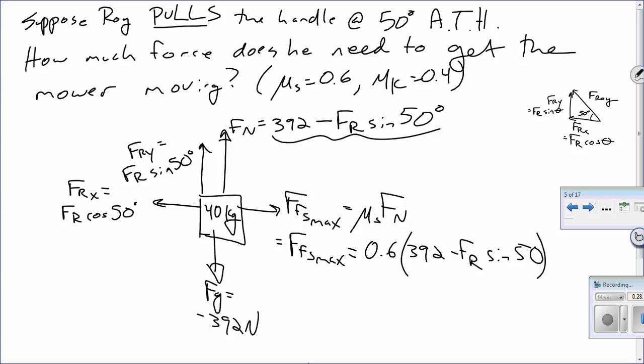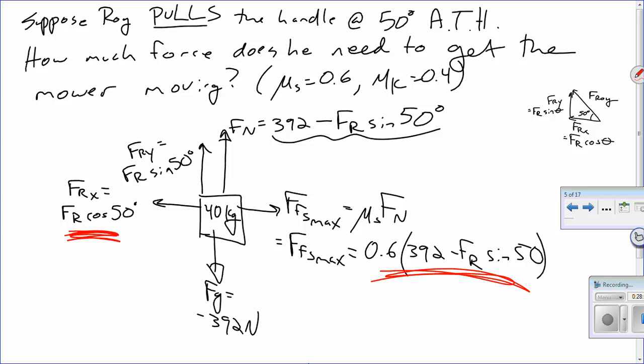Those things will never be equal because this, by definition, is 0.6 times the normal force. What do you got? Roy's force in x needs to be the same as... Yeah, look, if we want it to move, we need Roy's force in the x direction to be bigger than our maximum static friction, right? Wouldn't that make it move?